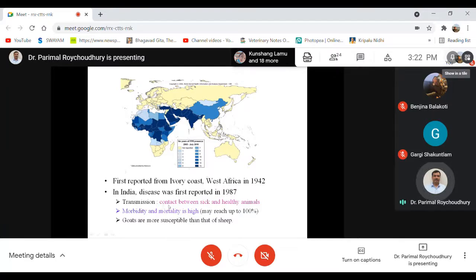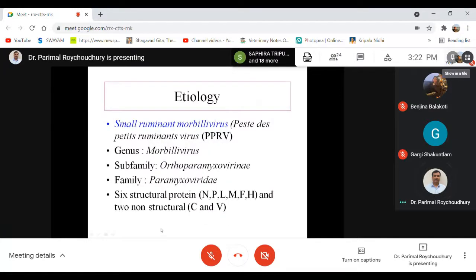So basically, the disease is transmitted by contact with sick animals. The virus mainly remains in the affected animals, and they excrete it, and close contact leads to disease dissemination. So as I said, in some outbreaks the mortality may reach up to 100%. So obviously, it is a high-ranking viral infection of goats. Goats are more susceptible than sheep, whereas in bluetongue, we see that sheep are mainly affected.